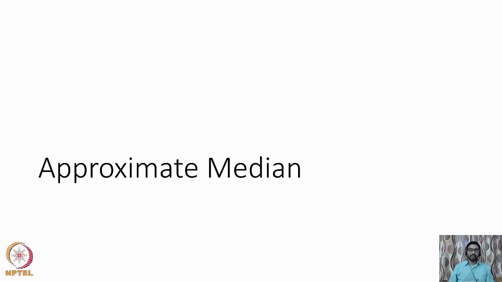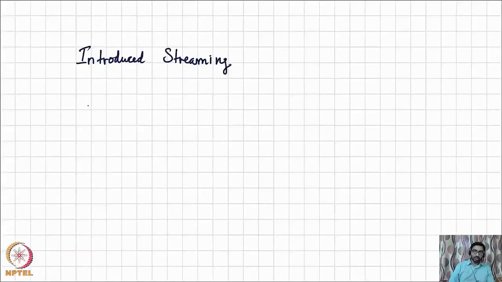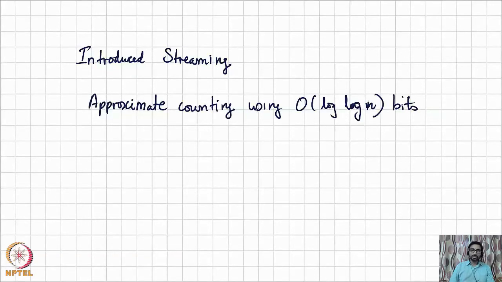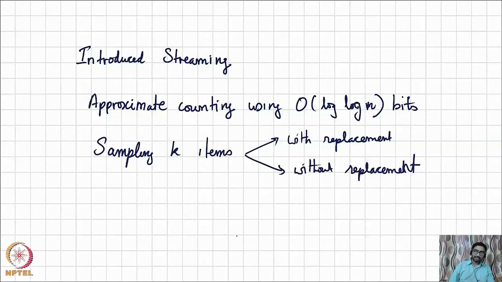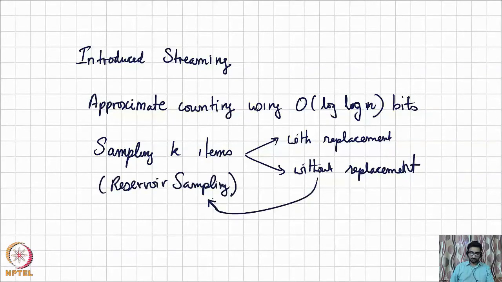In this segment, we are going to look at approximate median. Just to remind ourselves, we have introduced the notion of streaming. We have also looked at approximate counting that requires just O of log n bits. And we have looked at sampling k items out of the n item stream when we don't know n, both with and without replacement. This is called reservoir sampling. We are now ready to apply our ideas to finding an approximate median.